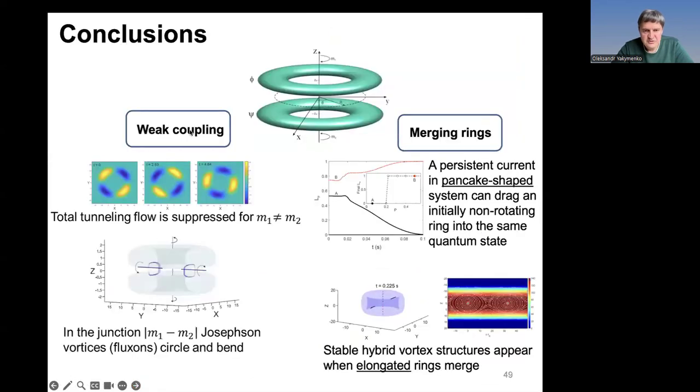So this is the conclusion. These coupled rings suggest very interesting dynamics related to Josephson physics and Josephson vortices.